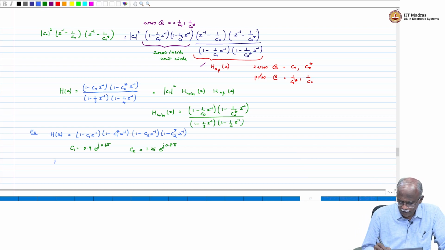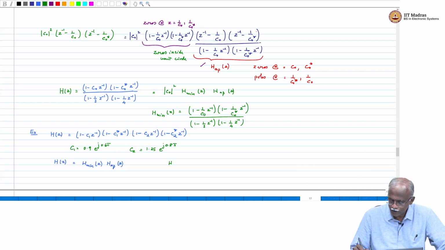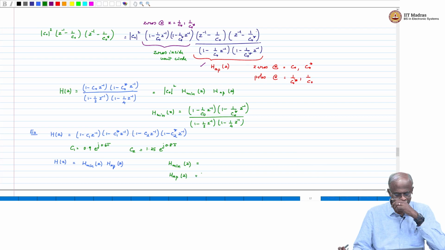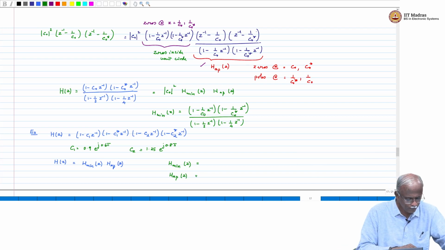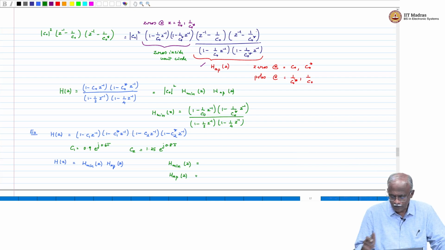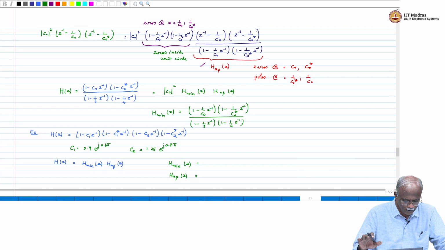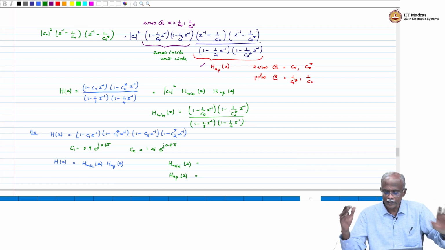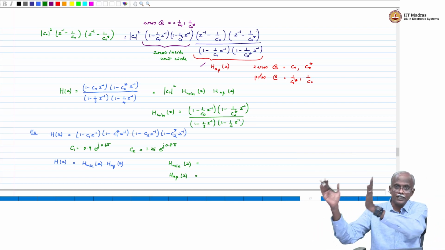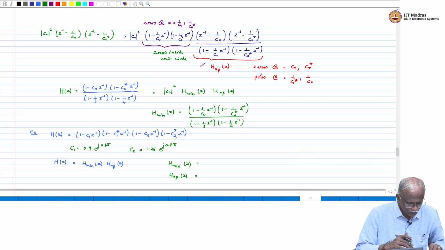I want you to factorize it in the form H min of z times H ap of z, and provide the expressions for H min of z. What is it? H ap of z. What is it? Okay, both of these you should be able to do with the tools that we have. Identifying the zeros that are inside the unit circle, you leave them as is. The zeros that are outside the unit circle, you reflect inside and then create an all-pass transfer function, which you should be able to verify.